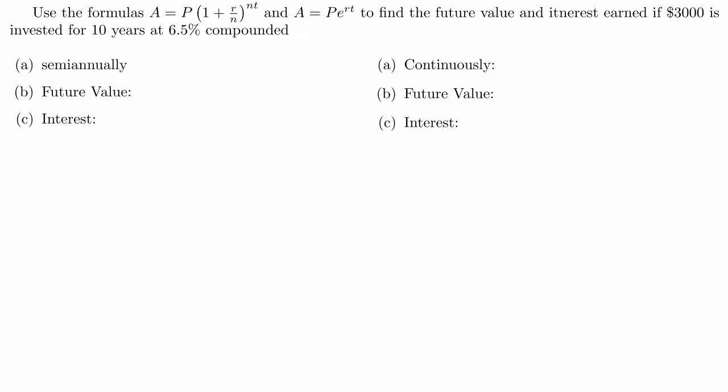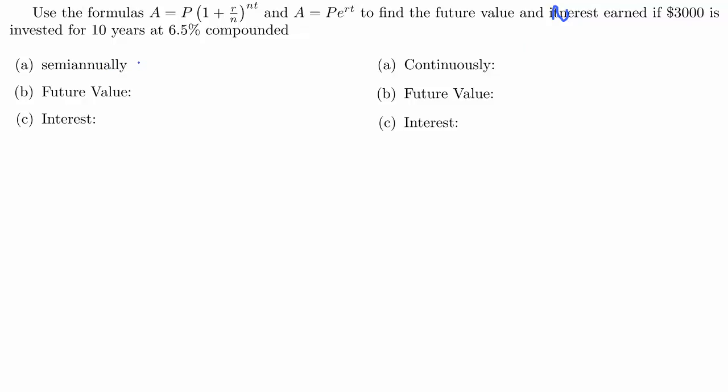Hello. In this problem, we want to use the formulas A equals P times (1 plus r over n) to the n times t, and A equals P e to the rt, to find the future value and interest earned if $3,000 is invested for 10 years at 6.5% compounded either continuously or semi-annually. Notice that I have a problem here. Those two should be switched. Okay, there we go.